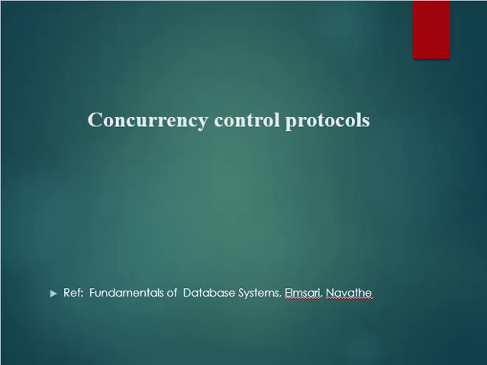So next we are going to study concurrency control protocol. In the previous video we studied how to test whether a particular schedule is serializable or not with the help of a graph. But in order to draw that graph, we required all the operations of the transactions beforehand. But in practice, we won't get the operations of the transaction beforehand. We are getting the transaction only in real time.